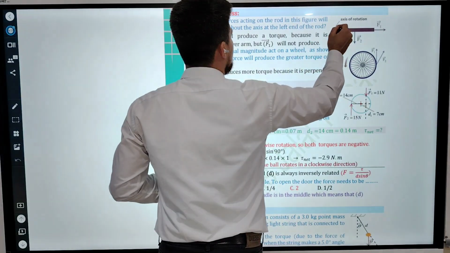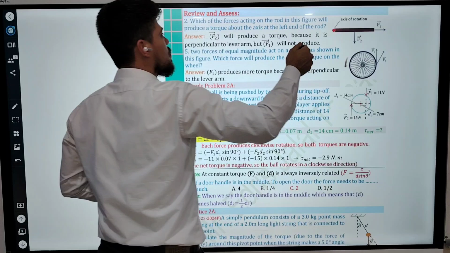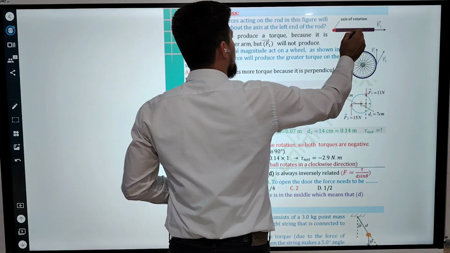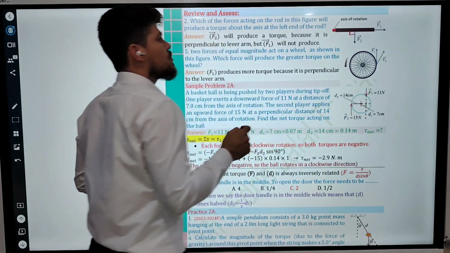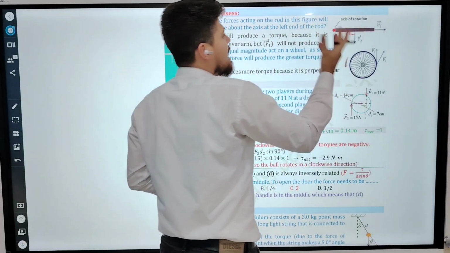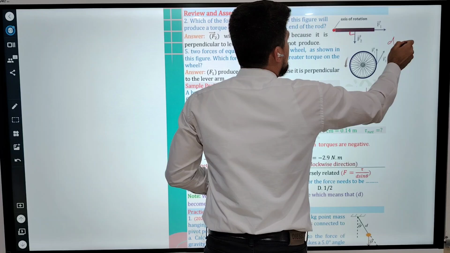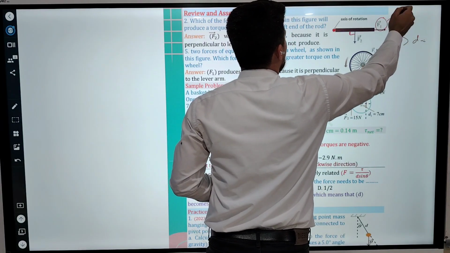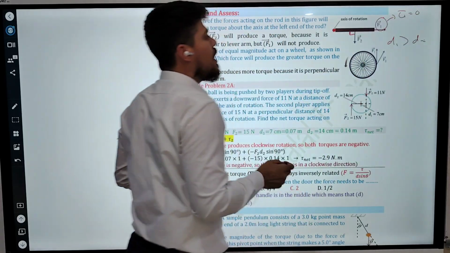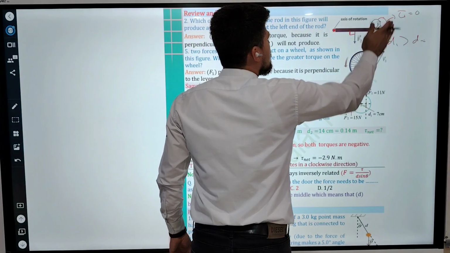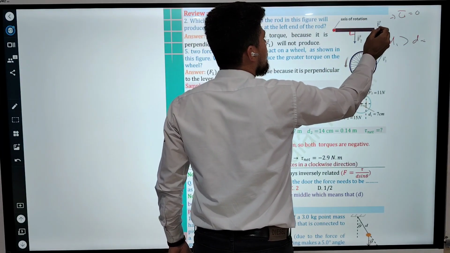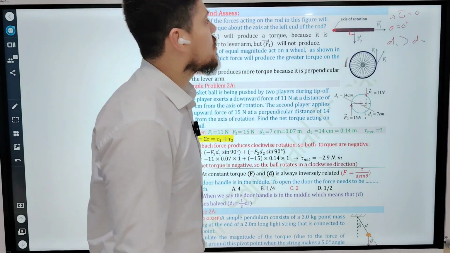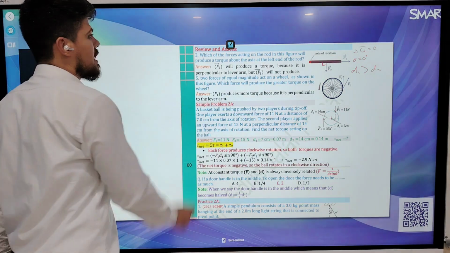Where is the axis of rotation? This is the axis of rotation. Which force produces torque, F2 or F1? F2. Why? Because F2 is perpendicular to the distance, so that is why it produces torque. But which one has more distance, D1 or D2? D1 is bigger than D2, but F1 cannot produce torque. Torque is equal to 0. Why? Because the angle between force F1 and D is parallel, 0 degrees. Sine 0 is 0. So that is why no torque is produced in that case.